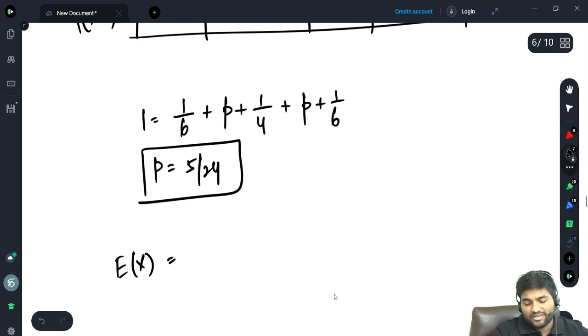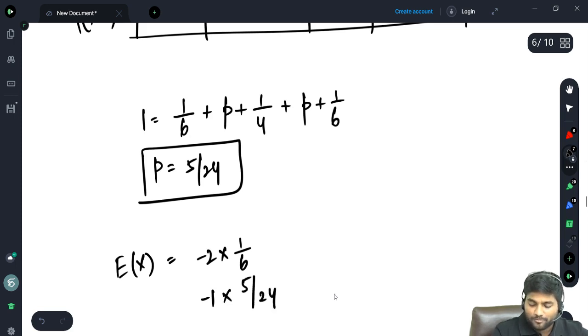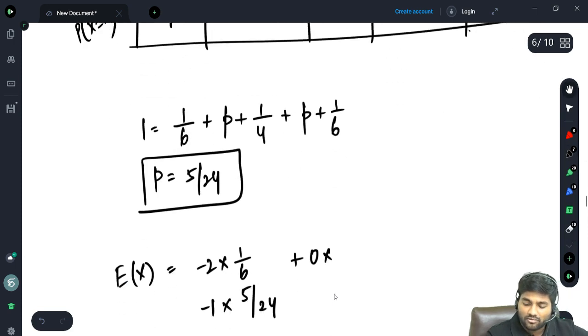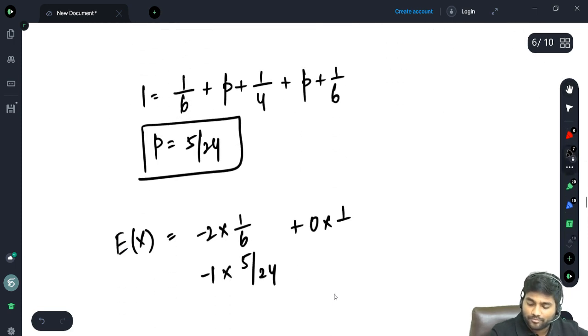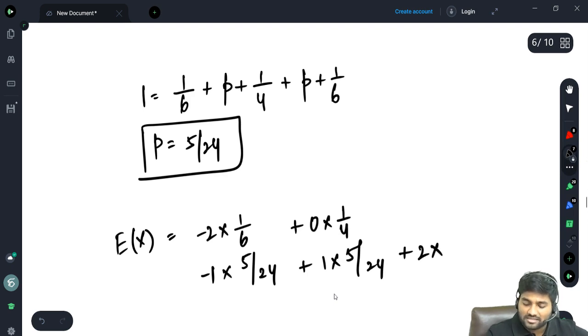Now, how to calculate expectation of x? Expectation of x will be minus 2 into probability, which is 1 by 6, plus minus 1 into probability, which is 5 by 24, plus 0 into probability, which is 1 by 4, plus 1 into probability, which is 5 by 24, plus 2 into probability, which is 1 by 6. So what will be the final answer? Please calculate. 0.